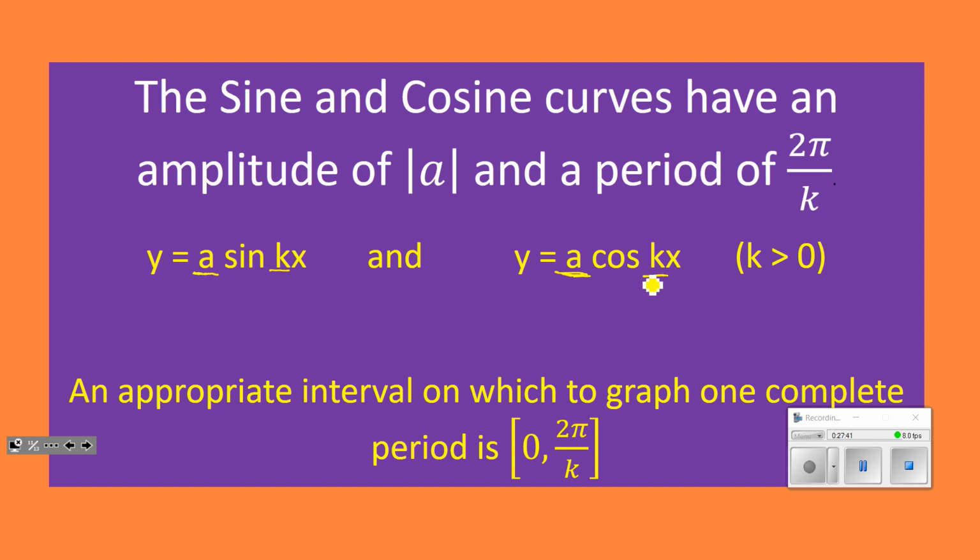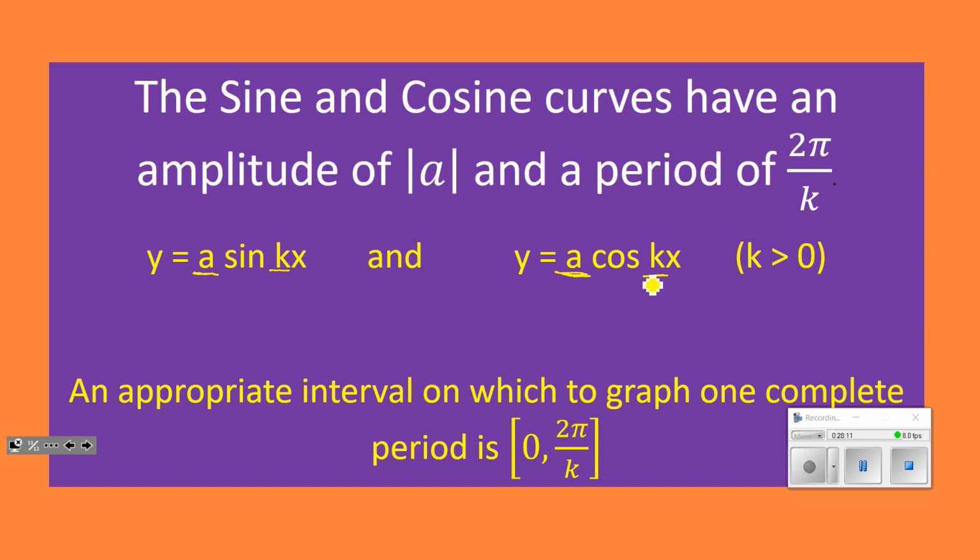On a basic sine or cosine, one complete wave is how much? And that's what this says down here. An appropriate interval for one complete period or one complete wave. Do you understand that? Start to finish, one complete wave. That's your period. Okay? Generally it is 0 to 2 pi over k. From 0 to 2 pi over k.